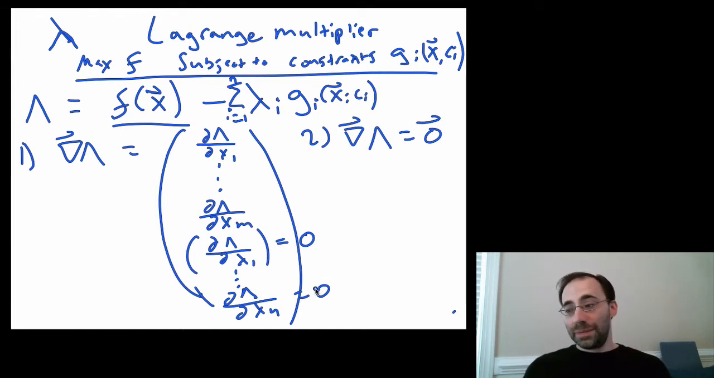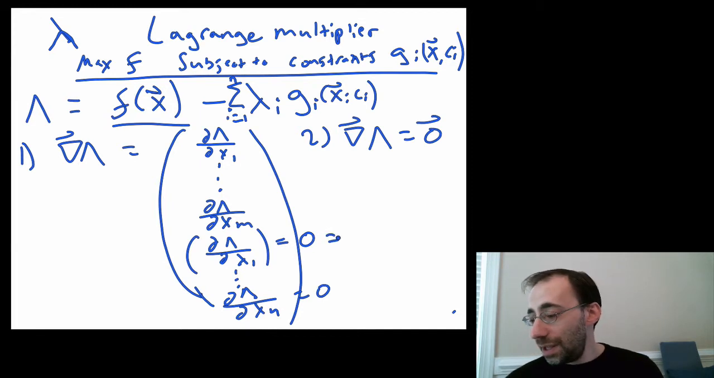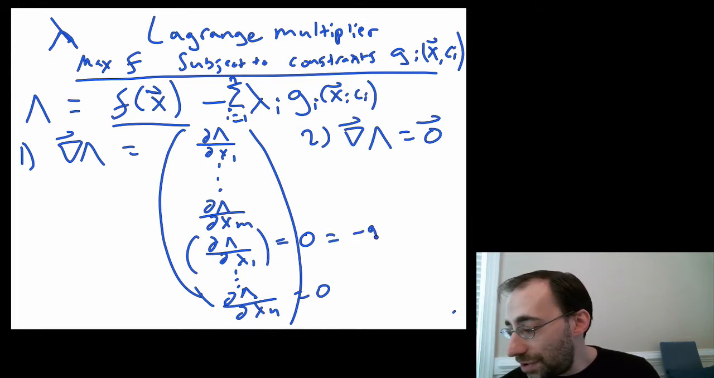Why is that good? Well, where's the only place lambda appears in the entire Lagrangian? Well, lambda 1 only appears multiplying g1. It does not appear in f. It appears only multiplying g1. So this derivative right here is going to equal negative g1 of x, comma, the constants. Let's put a comma for the future.